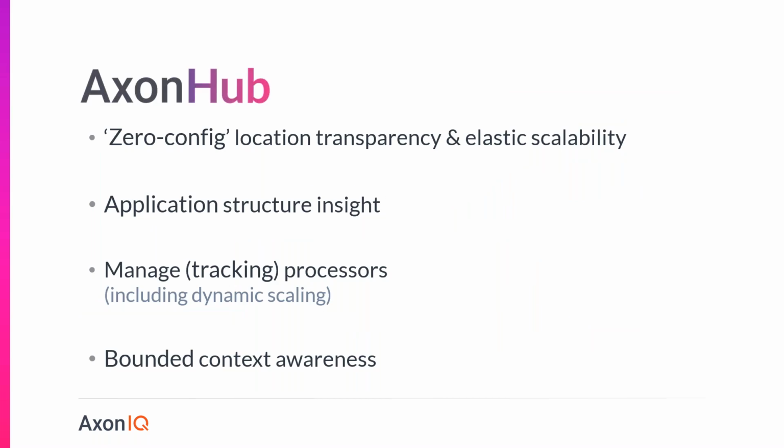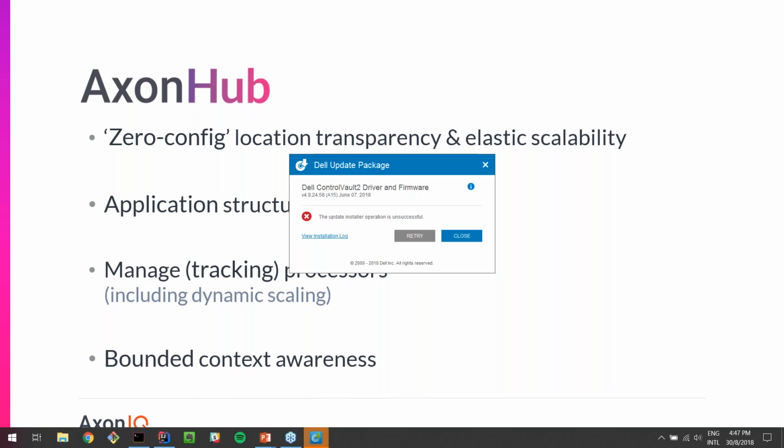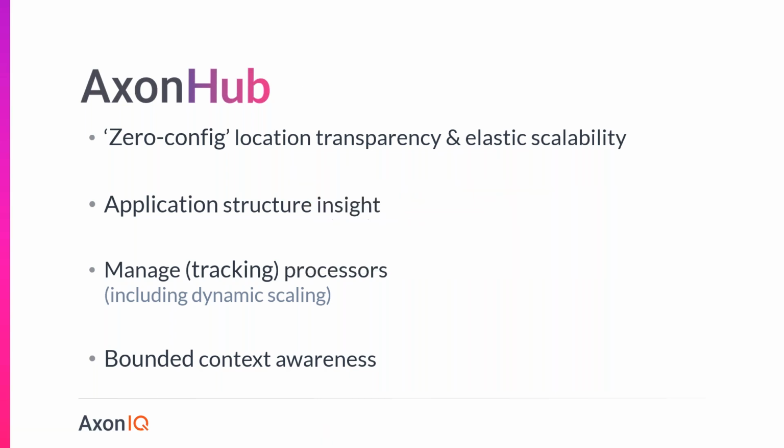So in this architecture, the Axon Hub is really the component that provides us with this location transparency and elastic scalability features for our environments. It's very zero-config, right? You just need to start it, and it will use the information that is provided by the applications when they connect to Hub for the routing, and of course it assumes the routing patterns required for commands, queries, and events, which are very safe assumptions to make.